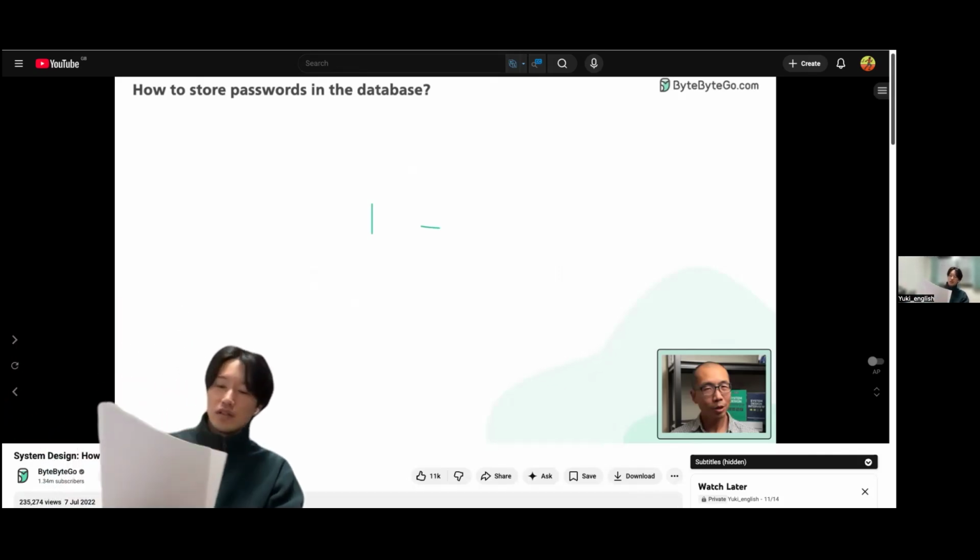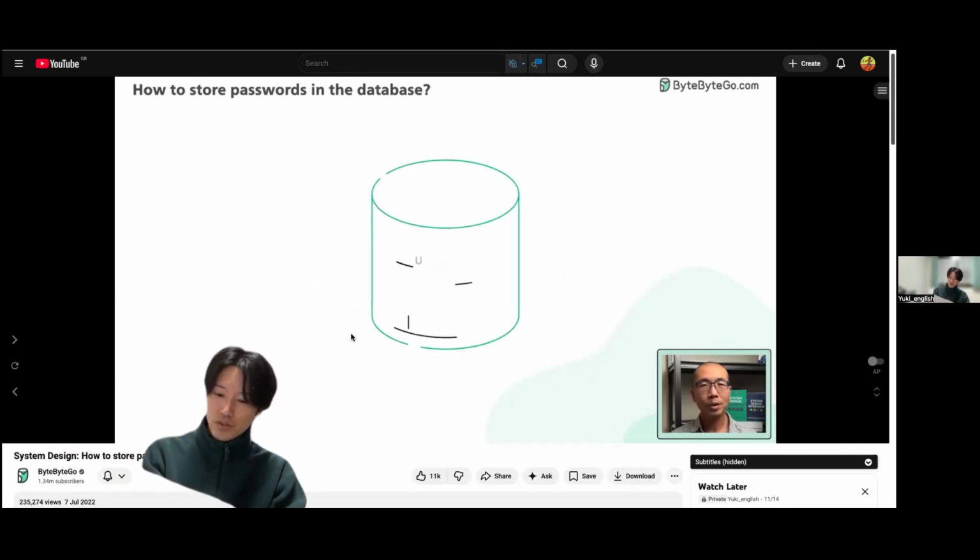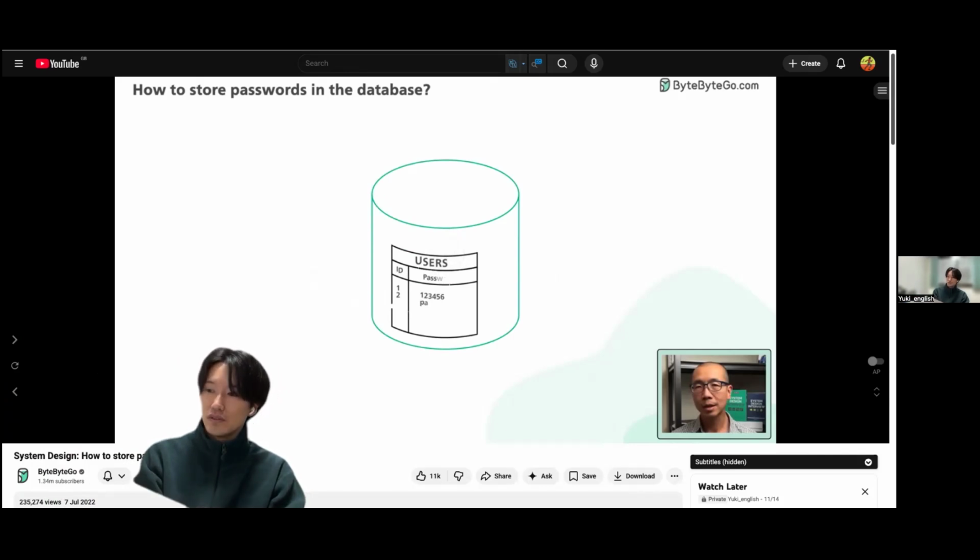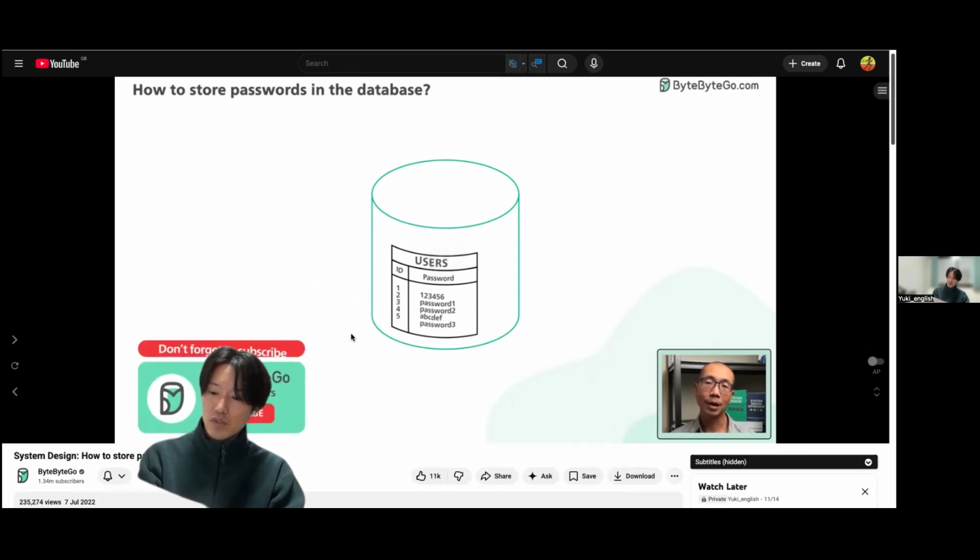Good expression. Do not store passwords in plain text. Yeah, of course. 100% I believe. Don't store passwords in plain text. Anyone with internal access to the database can see them.